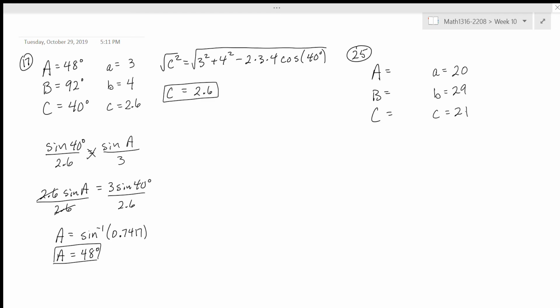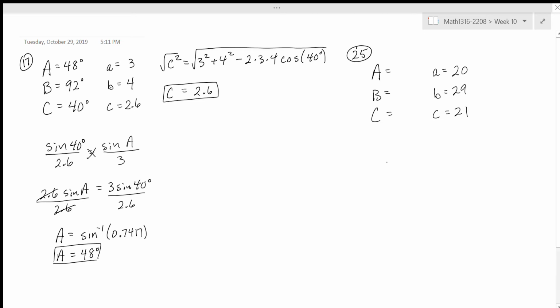And is the law of sines an option? Because I don't have an angle and the side across from it, right? So I have to use law of cosines. It is a side, side, side. I heard somebody say that. Does it matter which angle I find first? No. Remember, law of cosines will find an obtuse angle if it's obtuse.